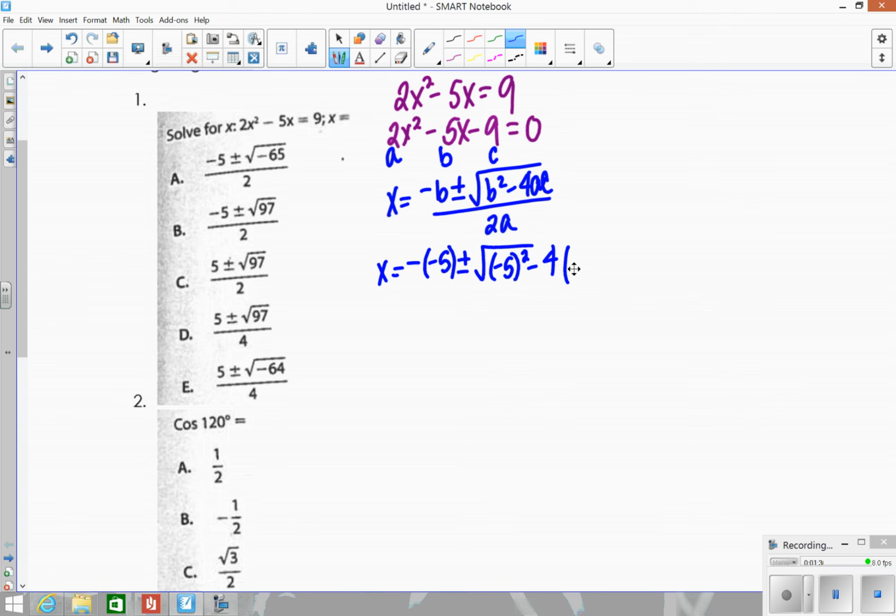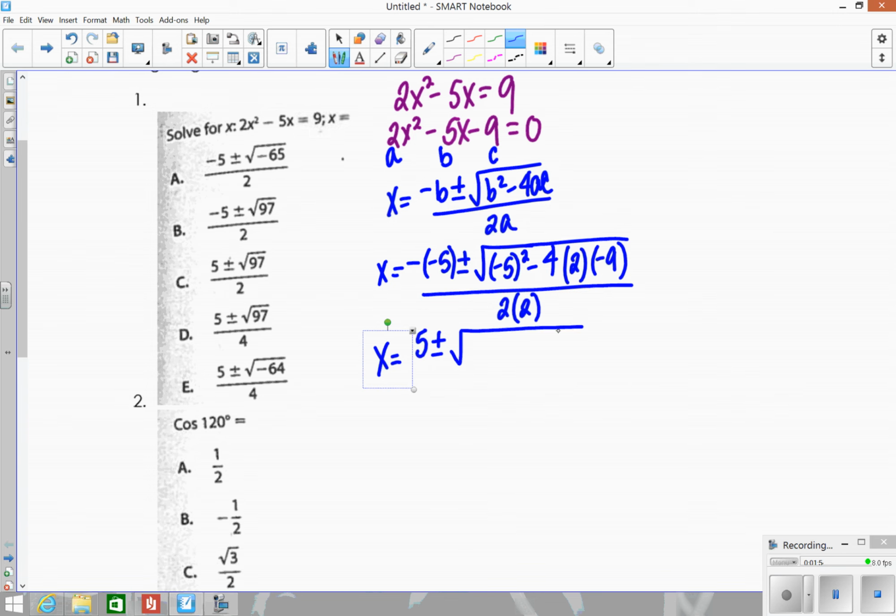A is going to be 2. And c, we're going to keep that negative, so it's going to be negative 9. All over 2a, all over 2 times a, which if you plug in for a, is going to be 2. Then we go ahead and simplify this. Negative times a negative 5 is going to be a positive 5, plus or minus the square root of all of this. The part underneath the radical you could just put into a calculator. When you do that, you get 97, and then it's all over 4. So that's going to be choice D.